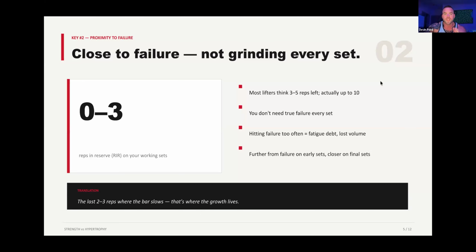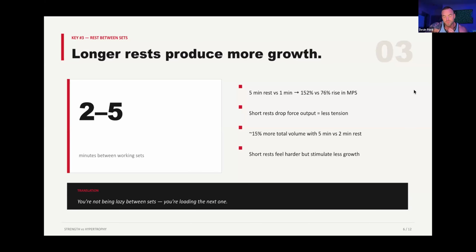Now, here's something that's wild. Okay. If you did nothing else, this is probably the most backwards thing you'll ever hear about strength work. That's really, really important. If you did nothing else and you just rested double the time in between your sets, you would probably grow muscle 100% more. This is nuts.